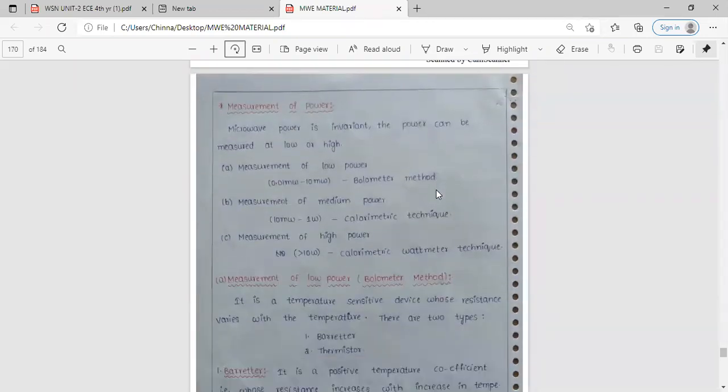And measurement of power. When we do power measurement, microwave power is invariant. The power can be measured at low and high levels. In power measurements, low powers and high powers are the representations we take. Coming to the measurement of low power, that is represented as 0.01 milliwatts to 10 milliwatts. That is measured by the equipment called the bolometer. The bolometer method is used for low power measurement.